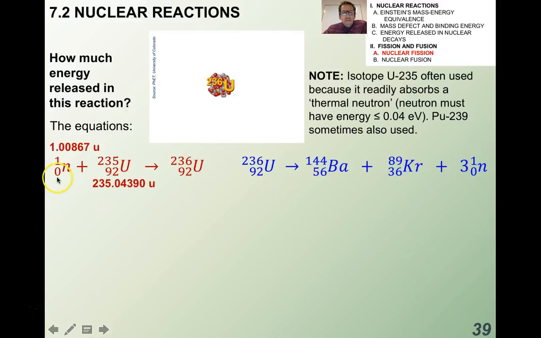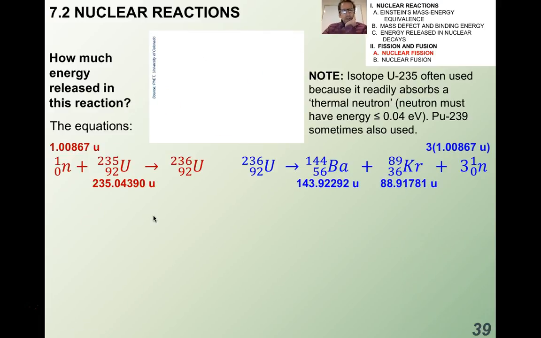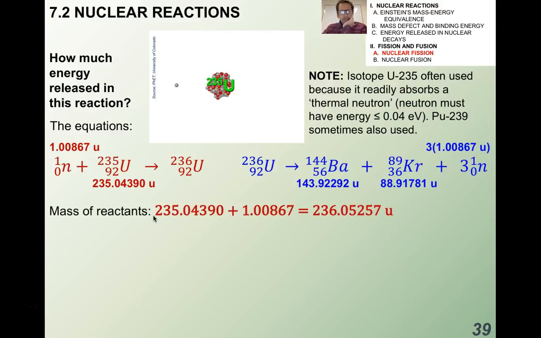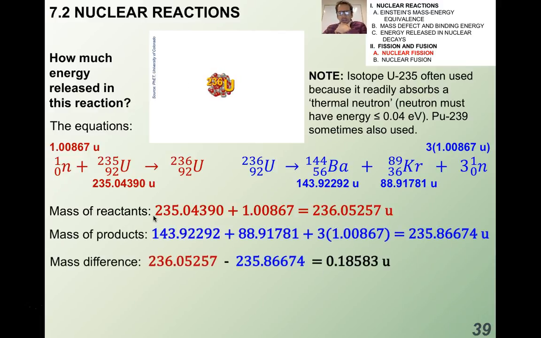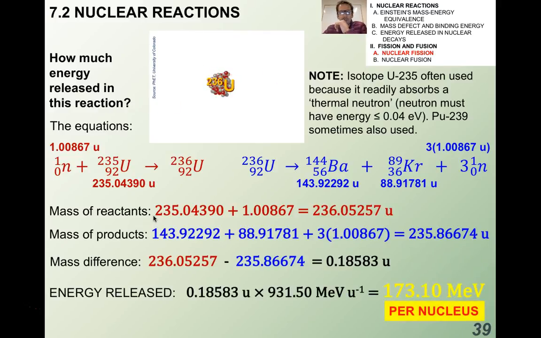Now, if I consider the atomic masses, or the atomic mass units, of the products and the reactants, and I look at the mass defect, the mass of the reactants, I get 236.05257 atomic mass units. The difference I find is 0.18583 atomic mass units. So then, of course, the energy release, which is now a very familiar calculation for you, is 173.1 mega electron volts.